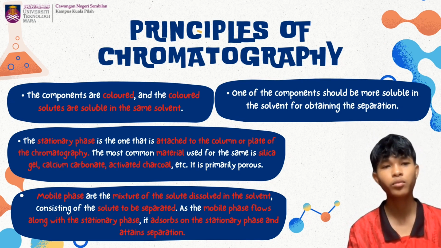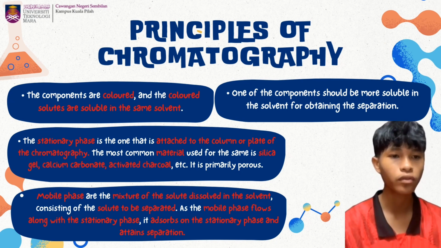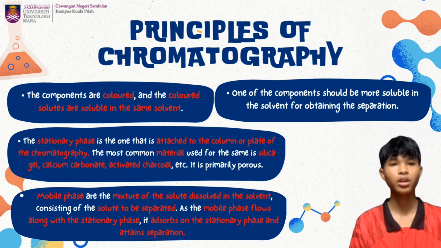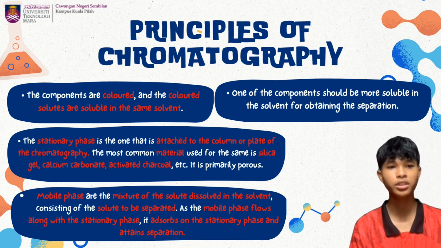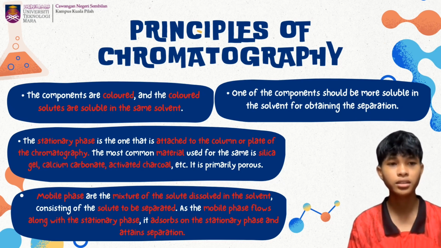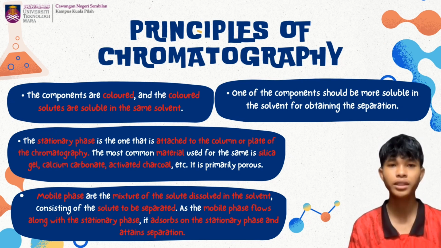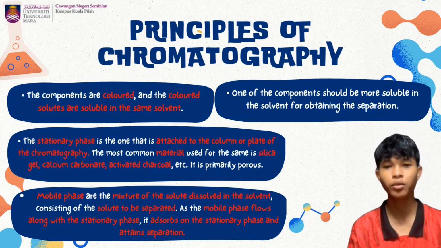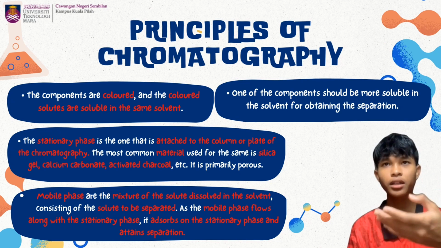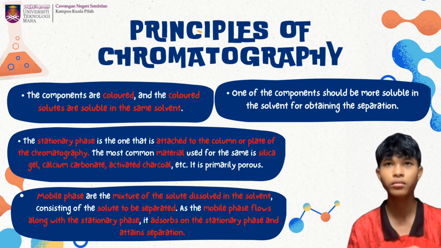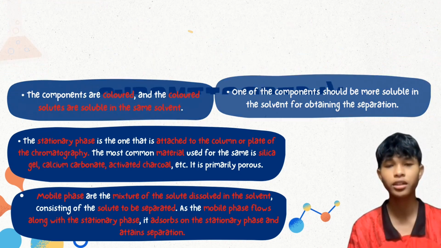It is primarily porous. Mobile phase is the mixture of the solid dissolved in the solvent, consisting of the solid to be separated. As the mobile phase flows along with the stationary phase, it is absorbed on the stationary phase and attains separation. When the mobile phase passes through the stationary phase, the substances inside the mobile phase will be absorbed by the stationary phase that is under the mobile phase moving over it.